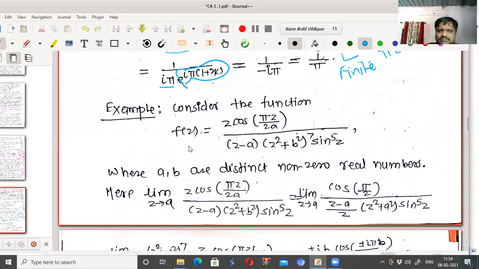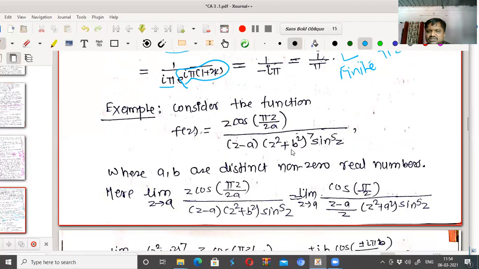Consider the function f of z equal to z times cos of pi z upon 2a, upon z minus a, z square plus b square to the power 7, sin raised to 5z. Now for which values of z is this denominator 0? Number 1, at z equal to a. Number 2, at z square plus b square.